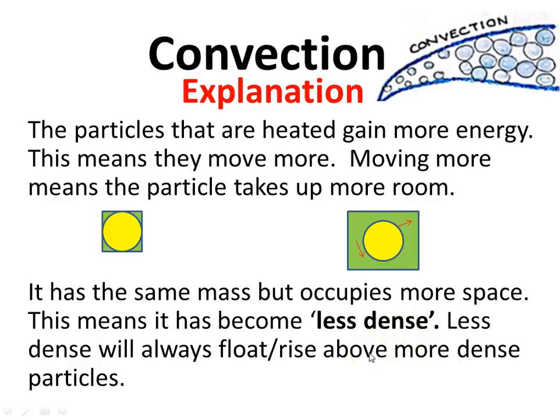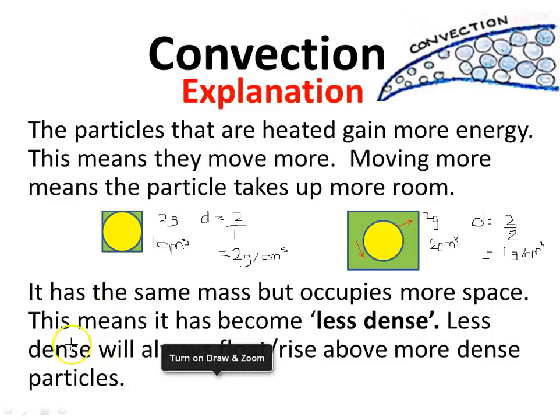And because it's less dense, it will then rise above any particles that are around it that are denser than it is. Okay, apologies for the poor writing here. But if you can see, this is how I used to describe it. So if I had this circle here and that was my particle, and say it had a mass of 2 grams and it occupied a volume of 1 cubic centimetre, to work out its density, it would be the mass divided by the volume. So it would be 2 divided by 1, which would give us a density of 2 grams per cubic centimetre.